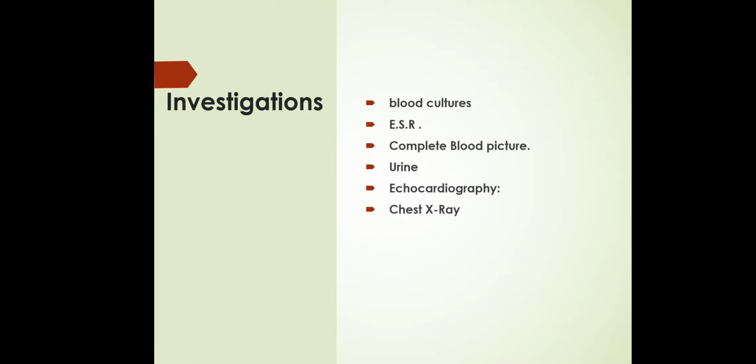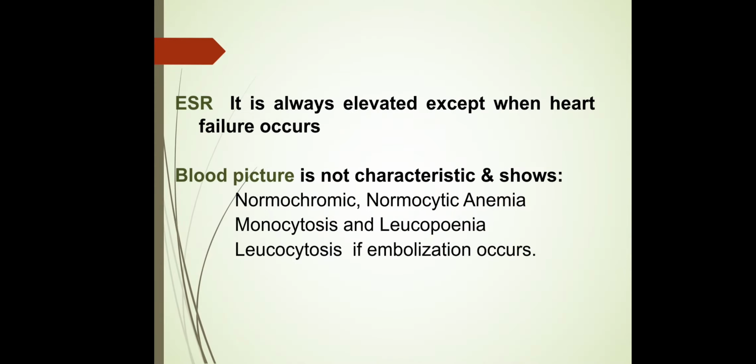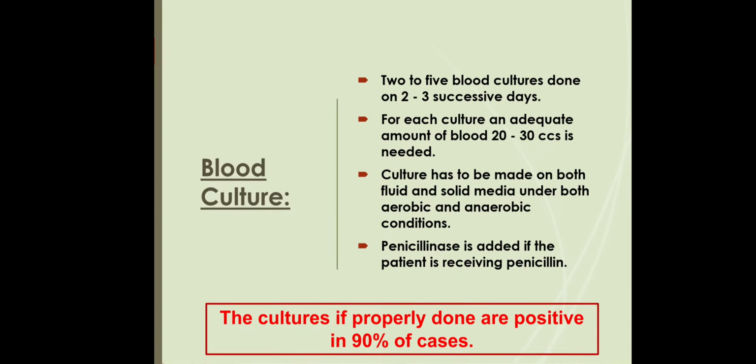Investigations to be done: blood cultures, ESR, CBC, urine analysis, echocardiography, and chest X-ray. ESR is always elevated, except when heart failure occurs, it declines. Blood picture is not so much characteristic, but it usually shows normocytic normochromic anemia, monocytosis, and leukopenia. Sometimes leukocytosis occurs if embolization found.